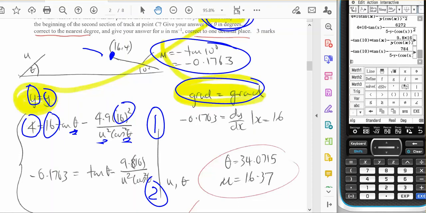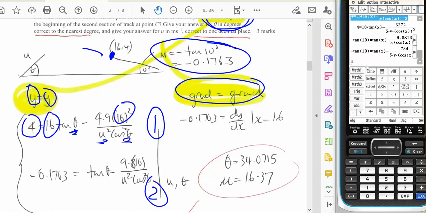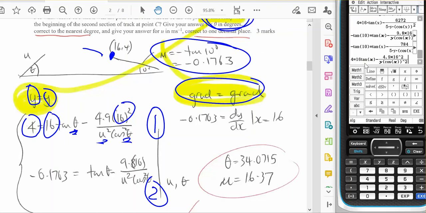So I've entered my two equations. This is the y one. Now you'll notice that instead of typing u squared, I just typed y. The reason I did that was I didn't want to have the problem of solving for u being a square root. So I can solve for y, and that just gives me u squared. So I'm not going to put this into simultaneous equations. What I'm going to do is take my first one and solve for y, which is really u squared.